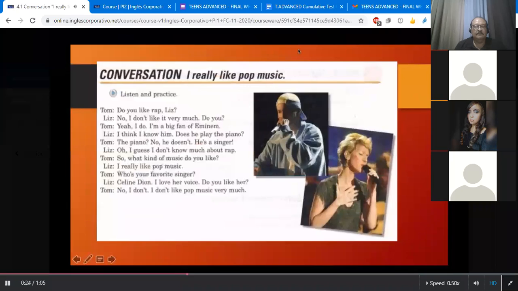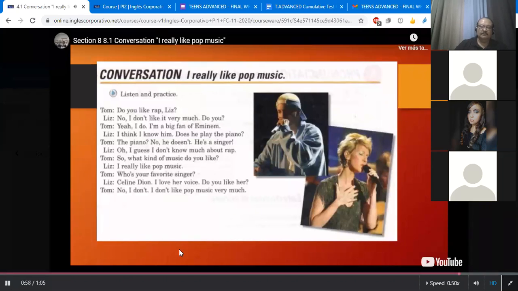I really like pop music. Do you like rap, Liz? No, I don't like it very much. Do you? Yeah, I do. I'm a big fan of Eminem. I think I know him. Does he play the piano? The piano? No, he doesn't. He's a singer. Oh, I guess I don't know much about rap. So, what kind of music do you like? I really like pop music. Who's your favorite singer? Celine Dion. I love her voice. Do you like her? No, I don't. I don't like pop music very much.